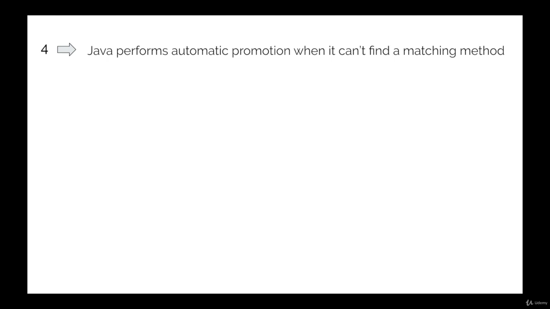Now the next rule says that Java performs an automatic promotion when it can't find a matching method. What does that mean? Whenever you are trying to call an overloaded method, and for whatever parameter you have passed, Java is not able to find a perfect match, in that case Java will perform an automatic promotion. Now what does this automatic promotion look like? This is one of the types of automatic promotion that can be performed by Java when it doesn't find a valid match.